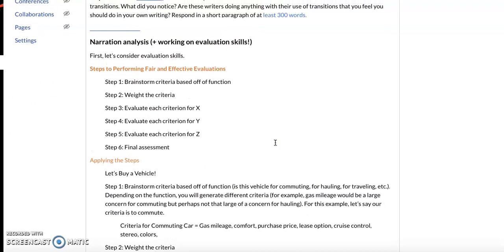The other thing I had you guys thinking about in this assignment is narration. And to get at narration, I also wanted to talk about the very, very important critical thinking skill, which is evaluation. When we evaluate something, we don't want to just say we like something or we don't like something. We have to do these first two steps. Super, super important. And I'm going to say that first step is probably the most important thing, is to figure out what's the function of the things that you're trying to evaluate.